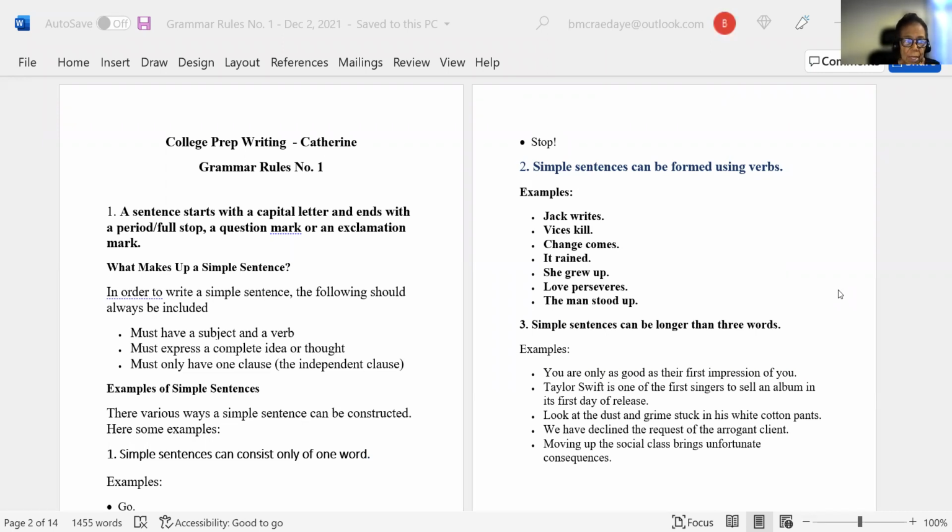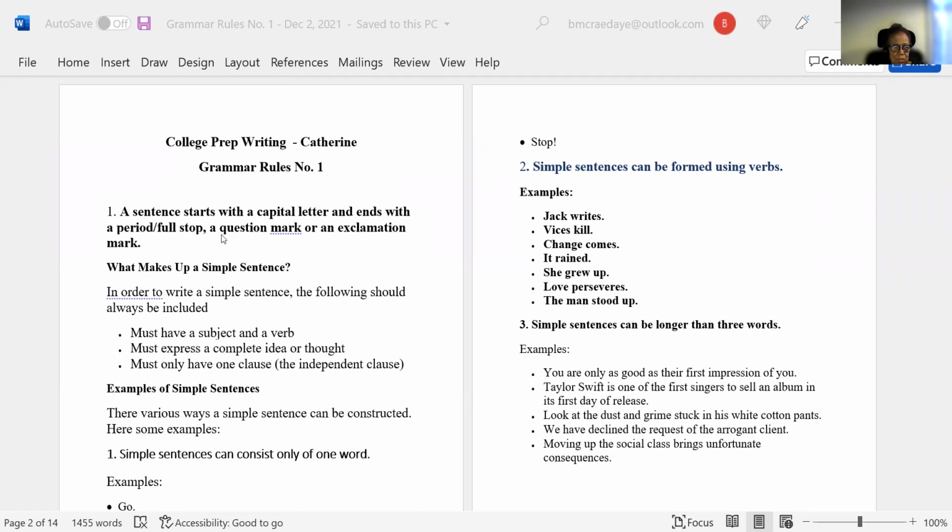Today we will look at some fundamentals of writing, including grammar rules. And we will look at what I'm calling grammar rules number 1. So we will look at sentence structure and particularly at sentence subject-verb agreement. So let's get started.